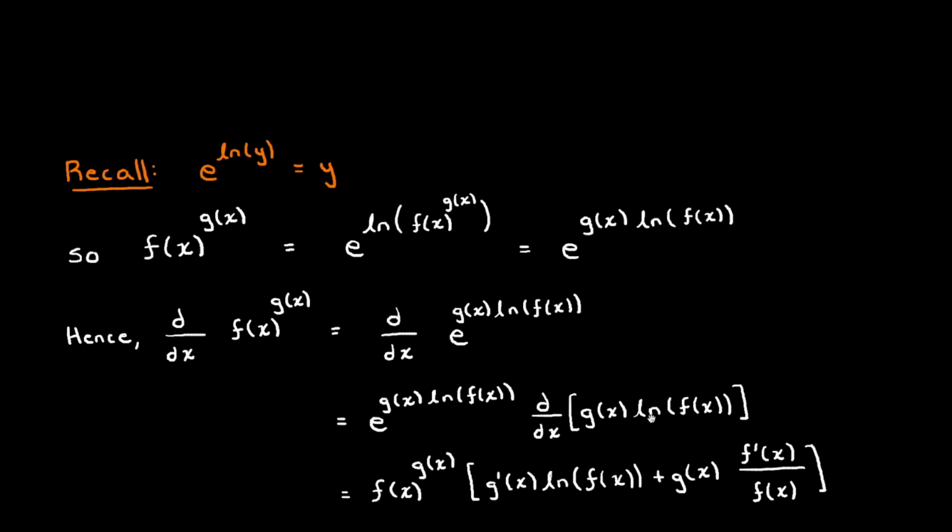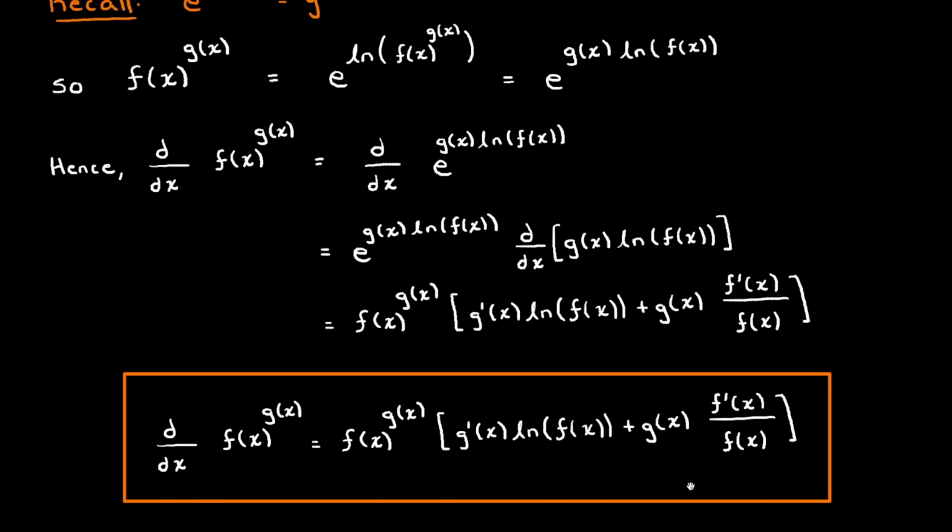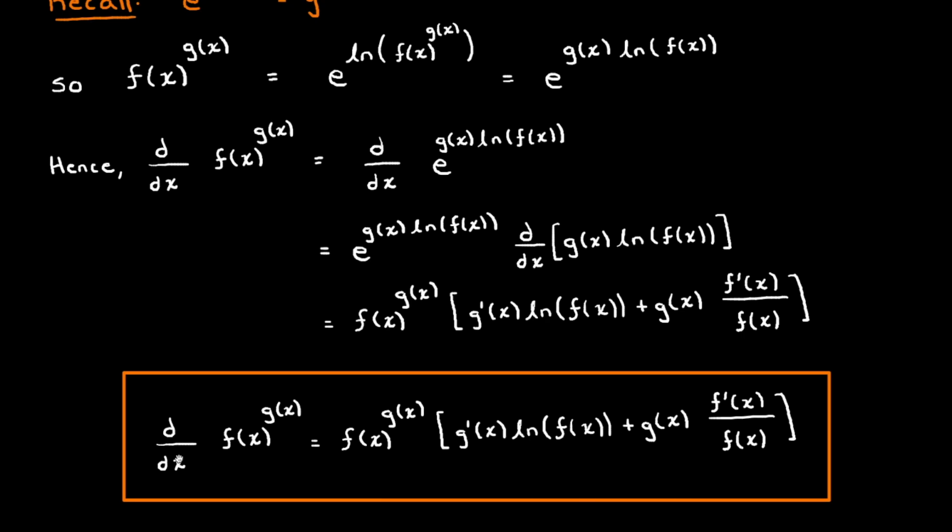And what is that? Well, the derivative of natural log is 1 over the inside, right? So you get 1 over f of x, and then by the chain rule you have to multiply by the derivative of the inside, which is just f prime. So that's how I got this. And this gives us the following rule, that the derivative of f of x raised to the power of g of x is given by this somewhat complicated looking expression.